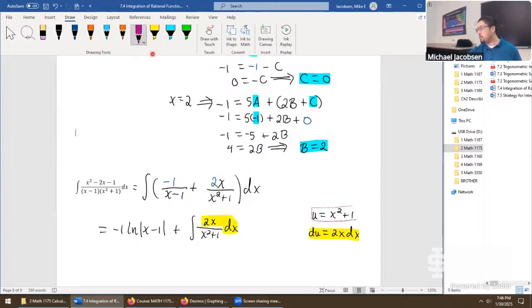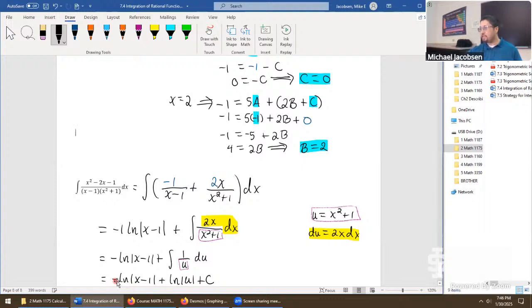And this portion is just going to go right there for a u. So this is negative natural log absolute value x minus 1. Through this substitution, we're going plus integrate 1 over u du, where my color coding is just these pencil tools here, drawing these out. So that's a fast antiderivative. We get negative natural log absolute value x minus 1 plus natural logarithm absolute value of u plus a constant.